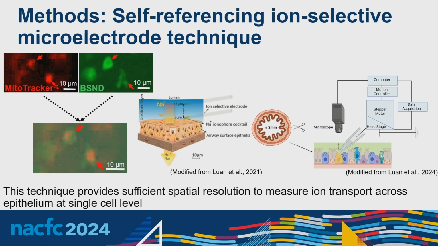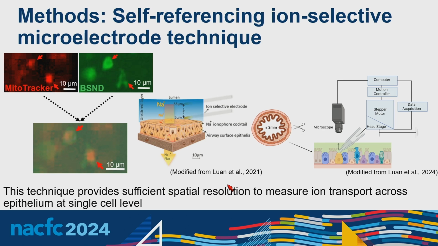And we measure ion transport using our single cell level ion transport electrophysiology technique. After finishing the measurement, we fix the tissue, mark the location of the cell we measured, and use BSND as a marker for ionocytes. As you can see, the BSND staining is superimposed with the MitoTracker image. However, you can realize that this method is not perfect. Some ionocytes didn't show up in the MitoTracker imaging.